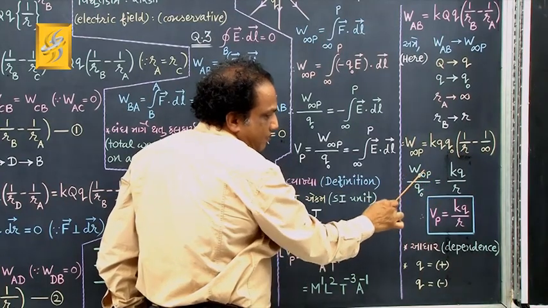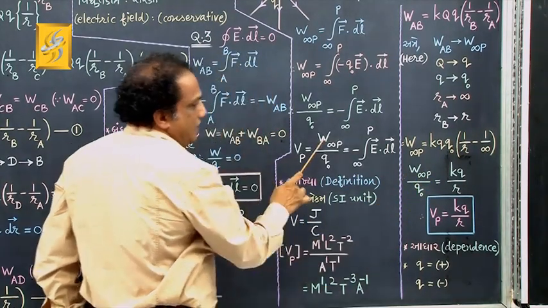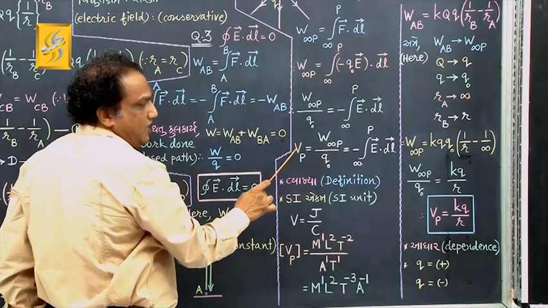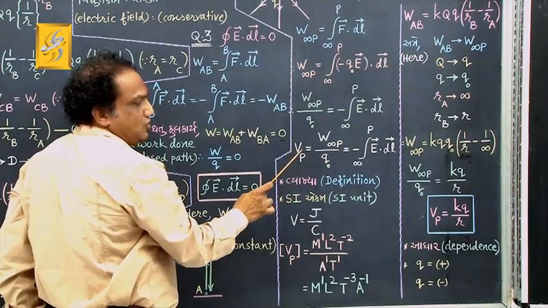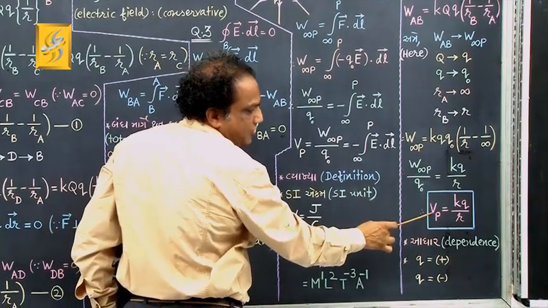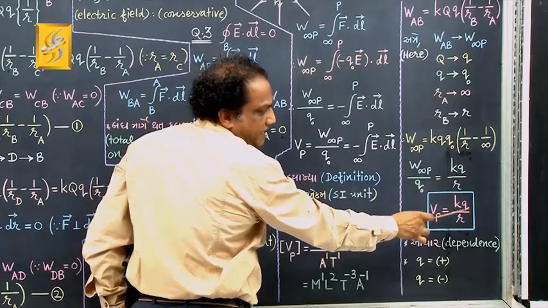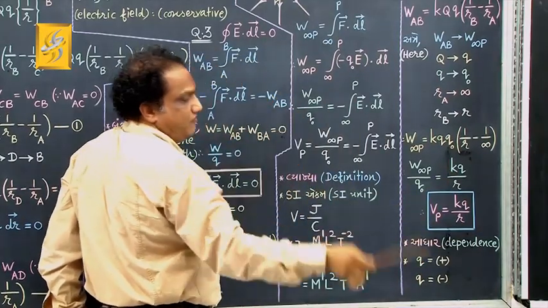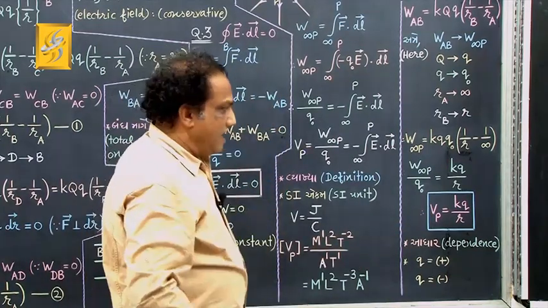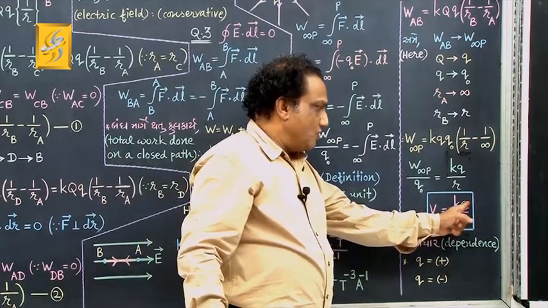Tell me, W from infinity to point P upon Q0, what is this ratio? It is equal to the electrostatic potential at point P, shown by symbol Vp. So this is nothing but electrostatic potential at point P, shown by symbol Vp. The right hand side is as it is. So you have obtained the formula for electrostatic potential at a distance r from point charge small q.